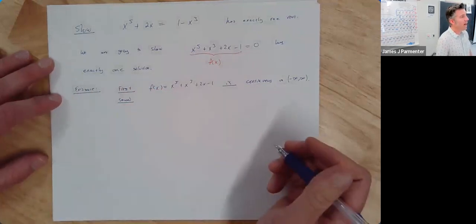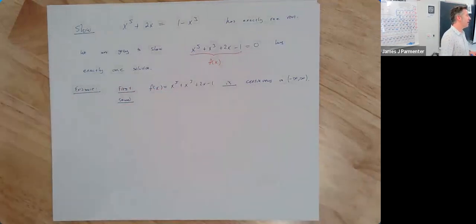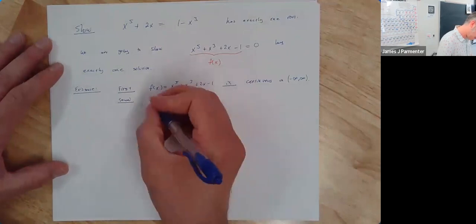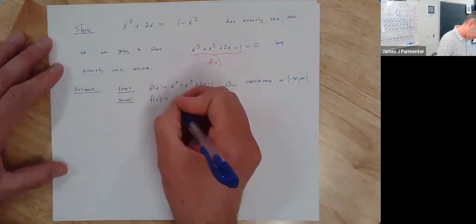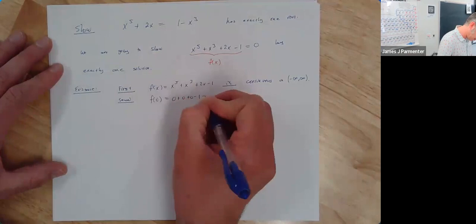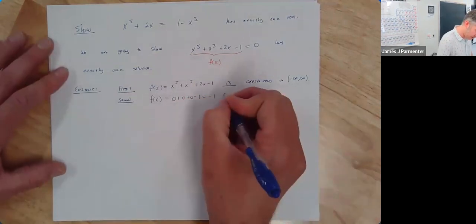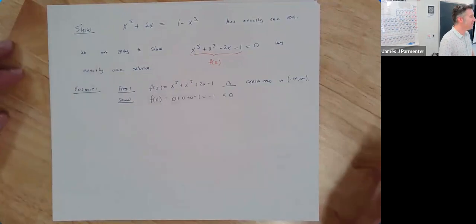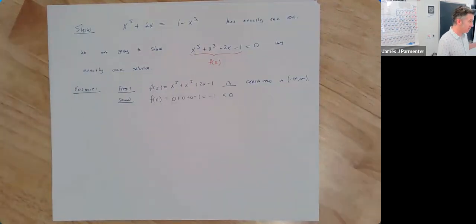Second, you have to find two different values of x such that when you plug them in, the function is positive at one of them and negative at the other one. I would always recommend plugging in 0. 0 is a great choice. So f of 0 is going to be 0 plus 0 plus 0 minus 1, which is negative 1, which is negative, in case you didn't know. And then pick any other number. You could pick something ridiculous like 1,000. I would go maybe 1 or 2, whatever you want is fine.